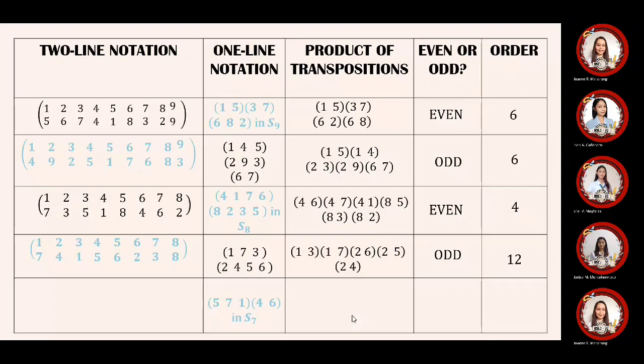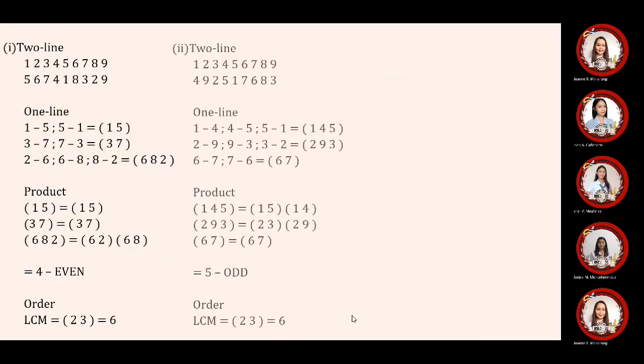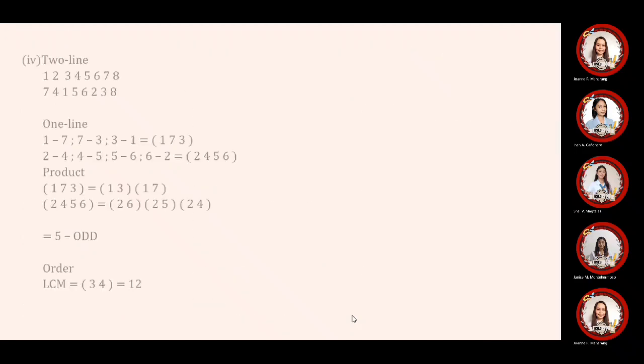For the last, we have the two-line notation, which is 1 maps to 5, 2 maps to 2, 3 maps to 3, 4 maps to 6, 5 maps to 7, 6 maps to 4, and 7 maps to 1. So the product of transpositions is (5 1), (5 7), and (4 6). So it is odd. Now the order is 6. So here is our solution for the completion.